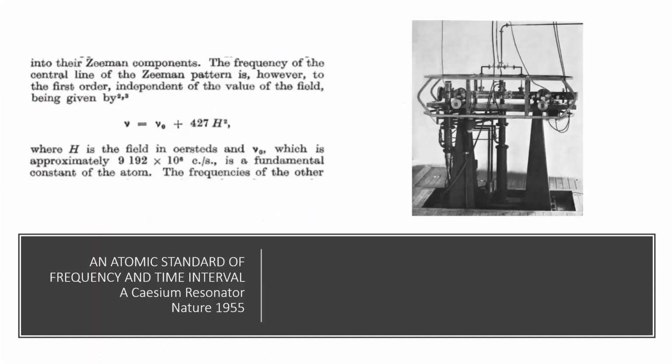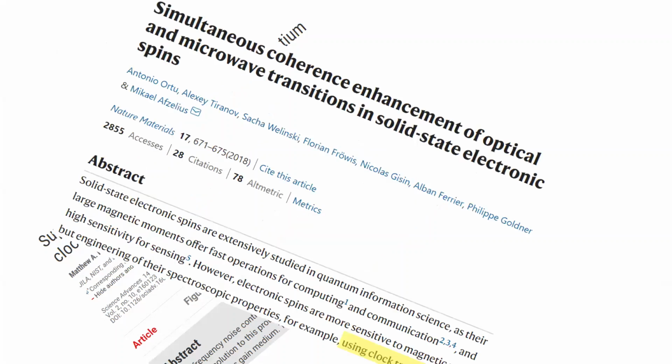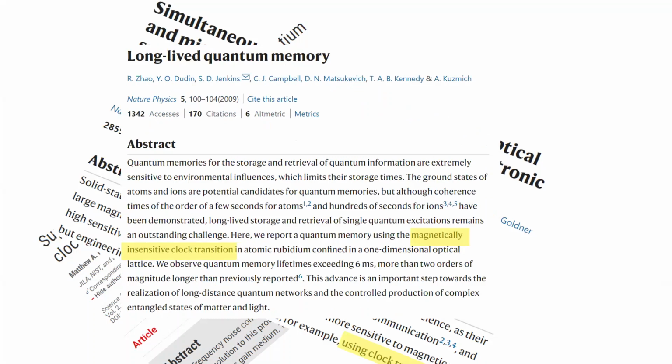Transitions on many different energy scales can be clock transitions, ones that are invariant when you apply a series of different fields to your atom. So it may be two levels that don't tend to move relative to one another as you apply a magnetic field. It could be two optical levels, spin levels, and these transitions can be used in a number of different ways. So people make lasers out of them, people make clocks out of them, people investigate materials that have a number of different clock transitions, and also long-lived quantum memories.